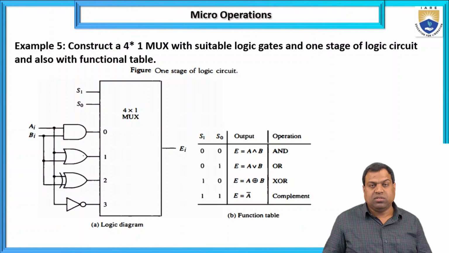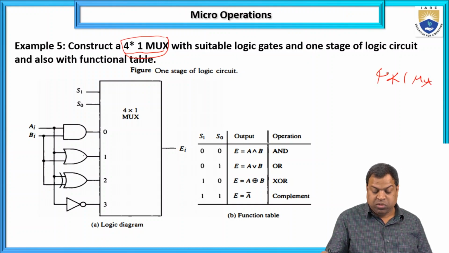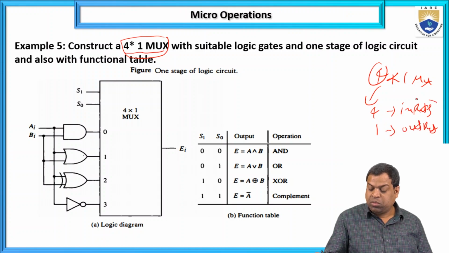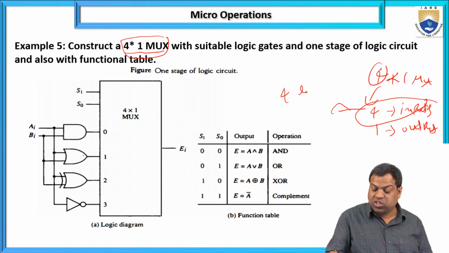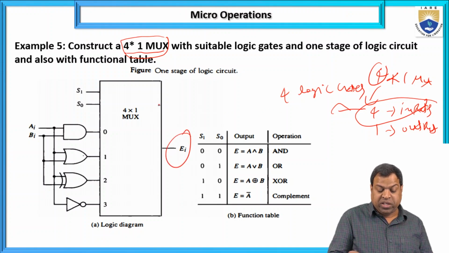Example: construct a 4 into 1 mux with suitable logic gates and 1 stage of logic circuit, also with a functional table. 4 to 1 means a 4 into 1 mux, that means 4 inputs and 1 output. For the 4 inputs, I am using 4 logic gates, and I am getting only one output. What are the 4 inputs? The switches here are S0 and S1. Here I am taking 2 switches.